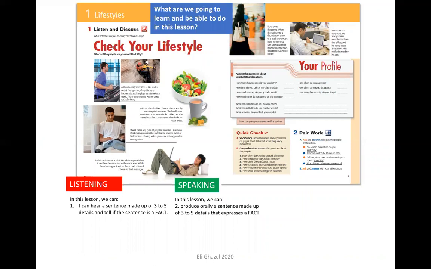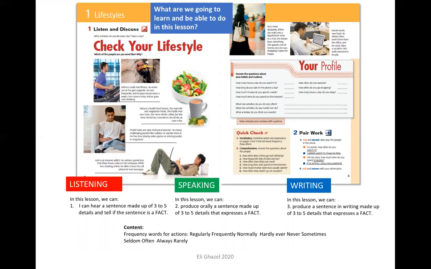In speaking, the students will be able to produce orally a sentence made up of 3 to 5 details that expresses a fact. And in writing, it is almost like the speaking, but the difference is that it will be in writing. Now, these I can statements are generic. They change from one page to another or from one book to another in the content. So the focus in the sentences are the frequency words for actions, like regularly, frequently, normally, hardly ever, never, sometimes, seldom, often, always, and rarely.